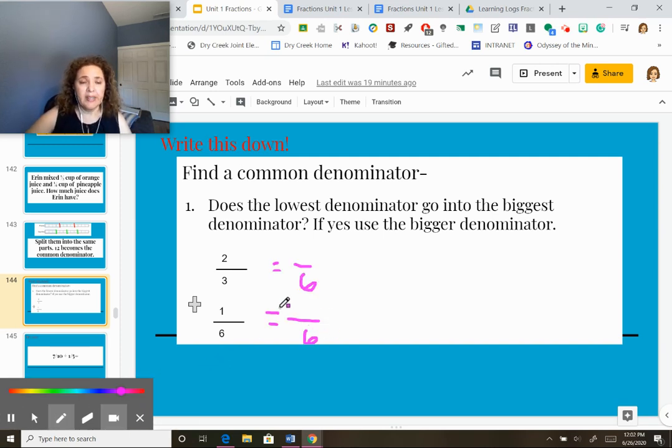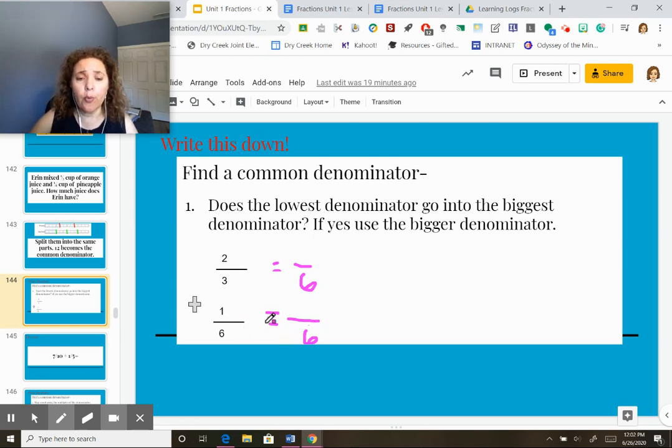So this is why I like doing them vertically, because it's easier. So I just rewrote the equal sign, 6, 6, my denominator, okay? So 6 times what is 6? 6 times 1. So I'm going to multiply this by 1, and I get 6. So whatever I do to the bottom, I do to the top. So if I multiply this by 1, I got to multiply the top by 1.